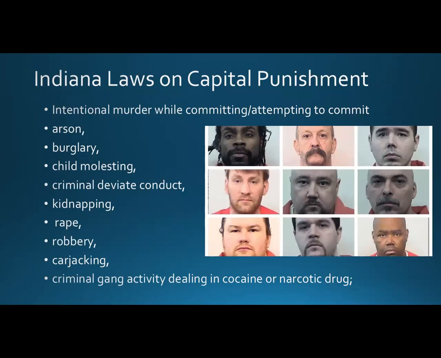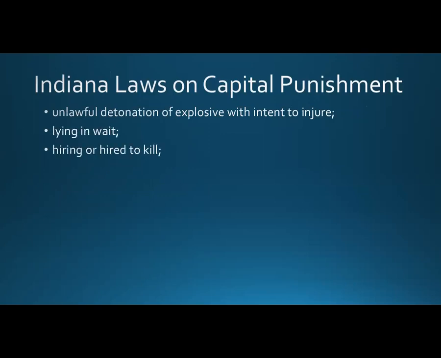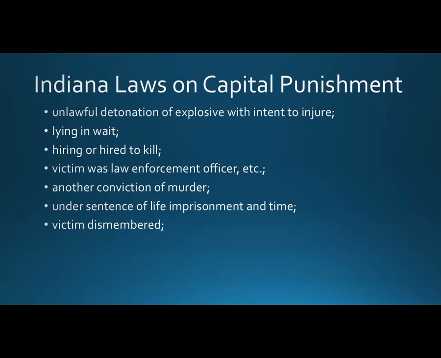So felony murder means you commit murder while committing one of these felonies. Unlawful detonation of explosive with intent to injure, lying in wait, hiring out hard to kill. If you hire somebody to kill, they kill, it's just like you killed them. Victim was law enforcement officer. You had another conviction of murder prior to this one. You were serving a sentence of life imprisonment at the time, which means you killed somebody in prison, you killed a guard, you killed another prisoner, or you escaped and killed somebody.